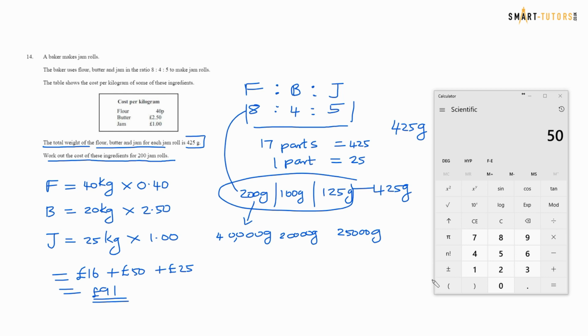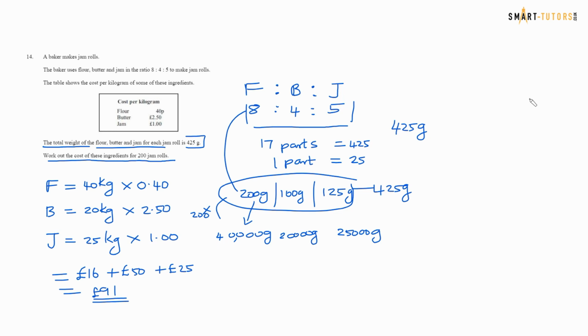First of all, we need to find out the weight of each flour, butter, jam component. We found that one. I times this by 200 because we are not making one jam roll, we are making 200 jam rolls. So make the weight in kilogram because the cost is given per kilogram, then times each component, you get the money. So that is the cost, 91 pounds for question number 14.